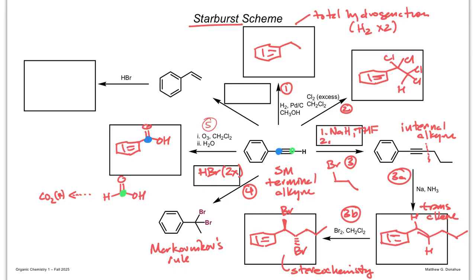So a non-symmetric alkyne is always going to give you 2 different products. That's represented by the blue and green dots there. If the alkyne is symmetric, you're going to get 2 molar equivalents of the same thing.